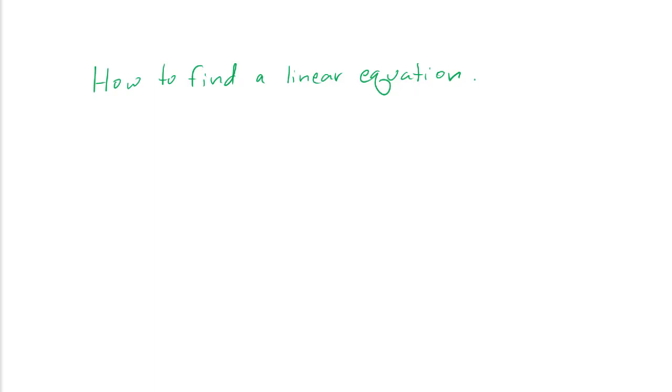Okay, now that we understand the concept of a slope, how do we find a linear equation? What's the approach to do that? Well, to start, I need to have 2 points, as we saw when we calculated the slope in our earlier example, or 1 point and a slope. Let's start with the case of 2 points.